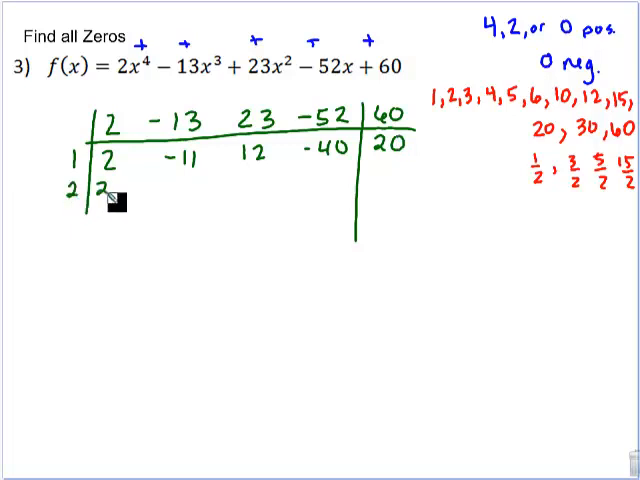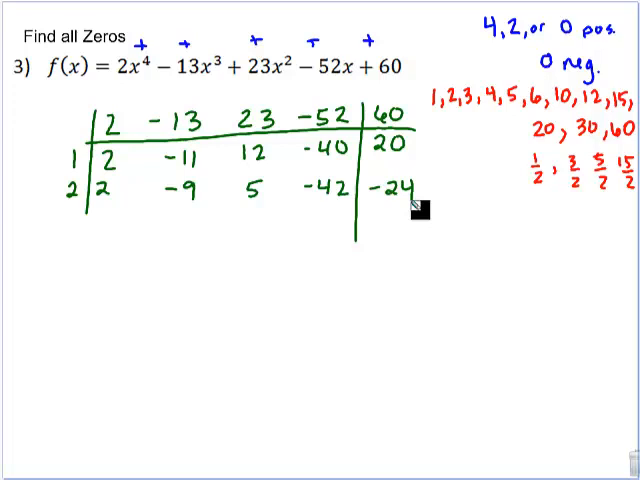Drop down your 2. 2 times 2, 4, add it to your negative 13, negative 9. Negative 9 times 2, negative 18, add it to 23, 5. 5 times 2, 10, add it to negative 52, negative 42. Negative 42 times 2? 84. Negative 84, right? Negative 84 added to 60, negative 24. Ooh. What just happened between these two remainders? They went from a positive number to a negative number.